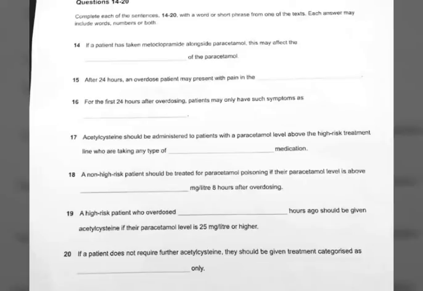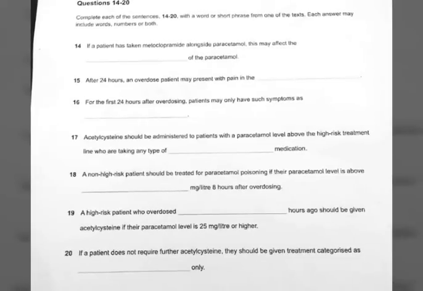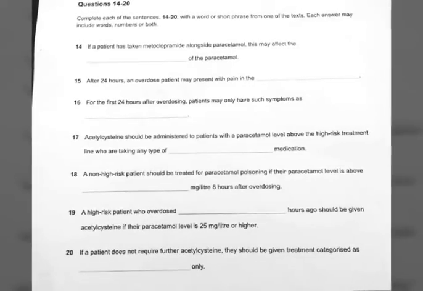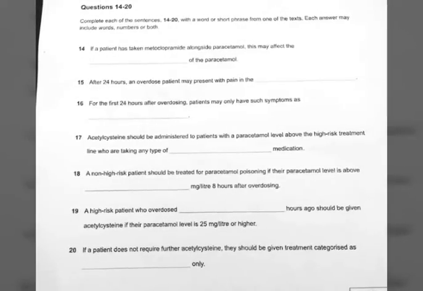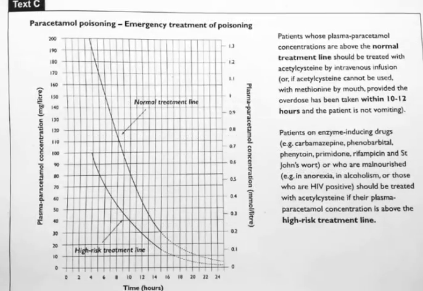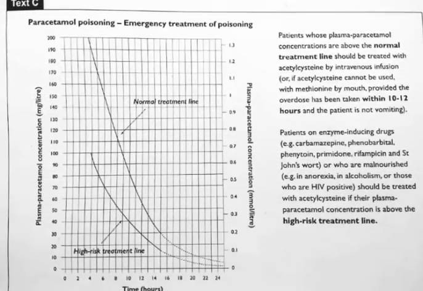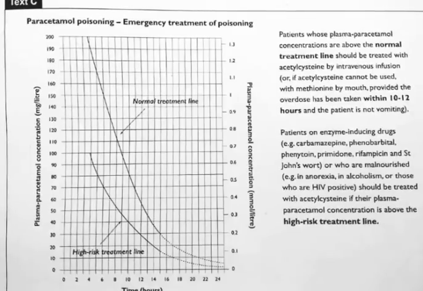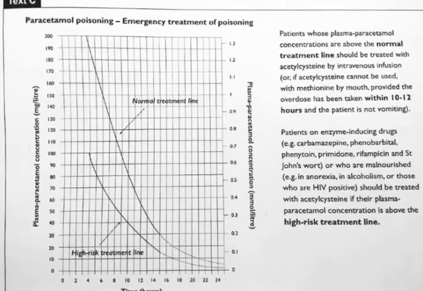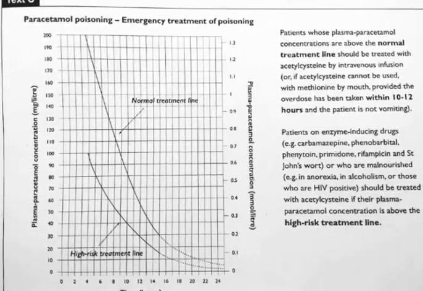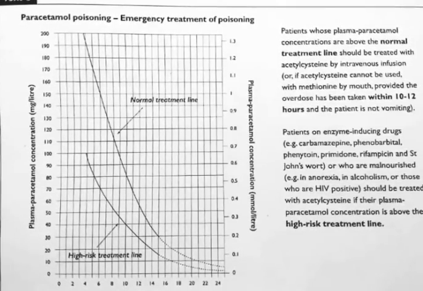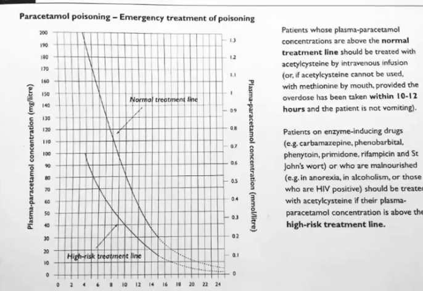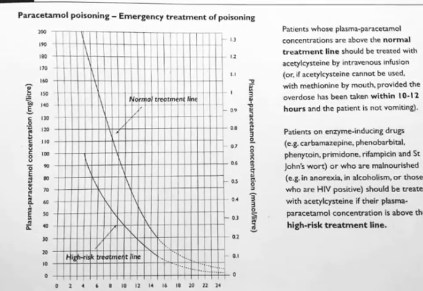Then go to the text C and try to search for any name of drug. In the text A there is acetylcysteine given, but it's not the answer. Then they have given methionine. Then another one, patients on enzyme inducing drugs or malnourished should be treated with acetylcysteine if their plasma levels are above the high risk treatment line. So the answer is enzyme inducing. Okay, enzyme inducing is the answer.